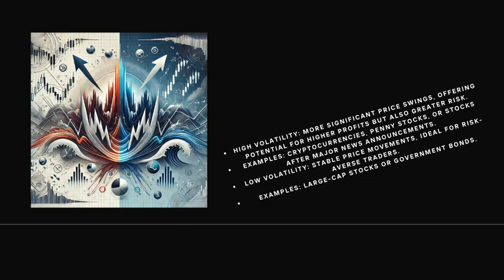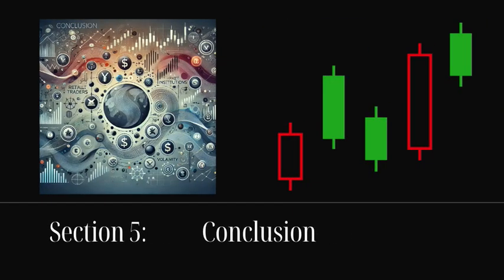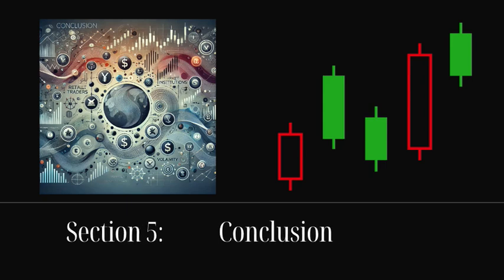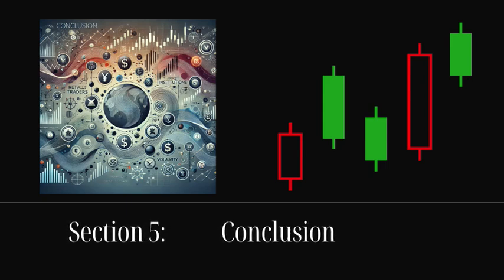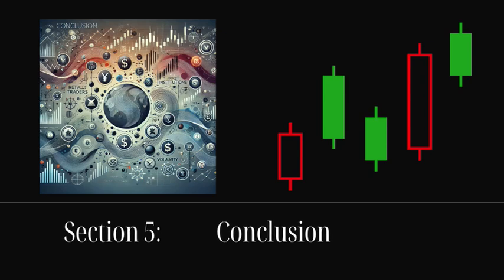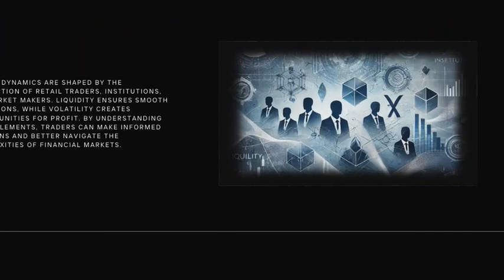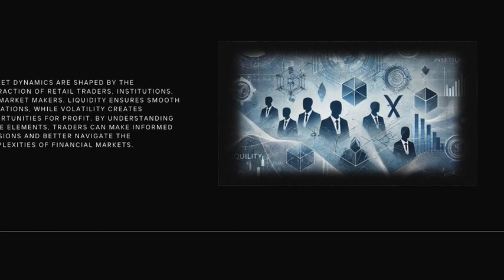5. Conclusion. Market dynamics are shaped by the interaction of retail traders, institutions, and market makers. Liquidity ensures smooth operations, while volatility creates opportunities for profit. By understanding these elements, traders can make informed decisions and better navigate the complexities of financial markets.